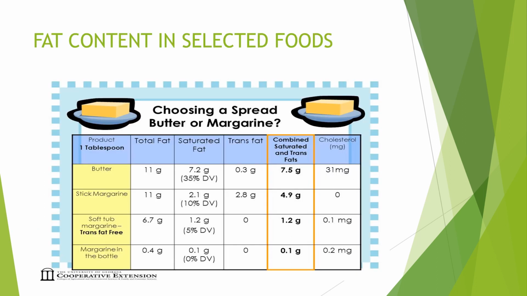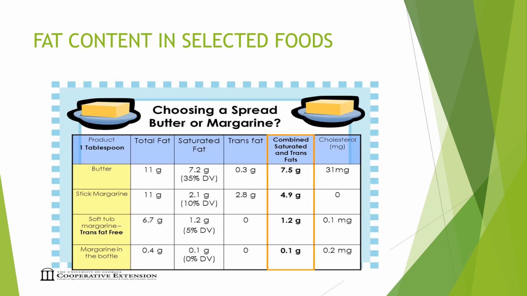Here are some fat contents of foods in selected items. You can see the product of 1 tablespoon butter, stick margarine, soft tub margarine, which is actually trans fat free, and margarines in the bottle. The total fat content of butter and stick margarine are not very different, but the difference with the margarine in the bottle is quite a lot in grams, that is 0.4 gram.